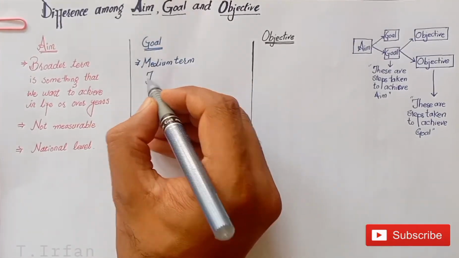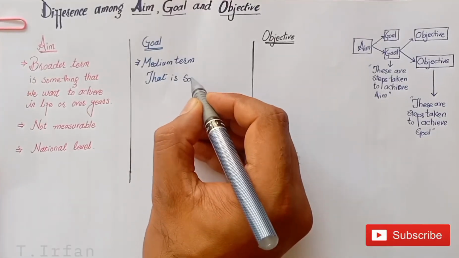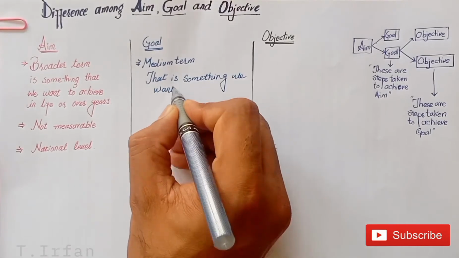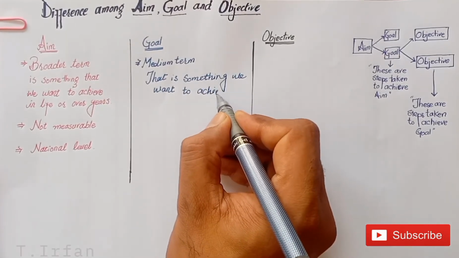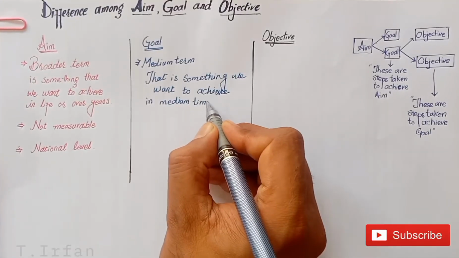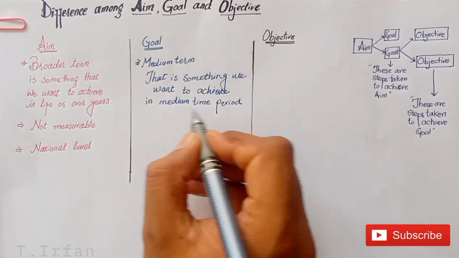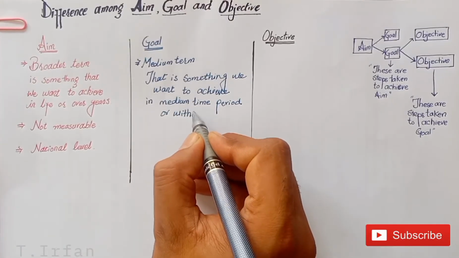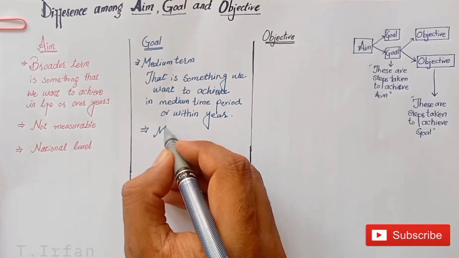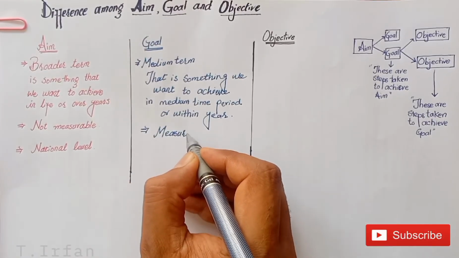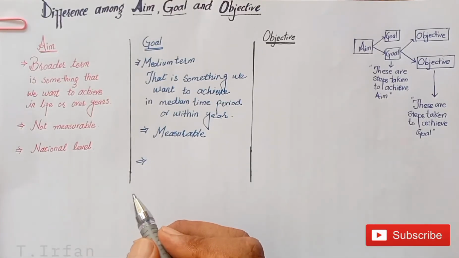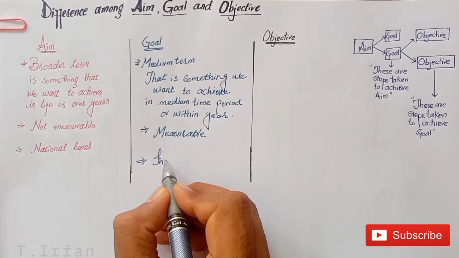Goal is something we want to achieve in a medium time period or within a year. These are more specific as compared to aim and measurable, and can be achieved at institutional level.